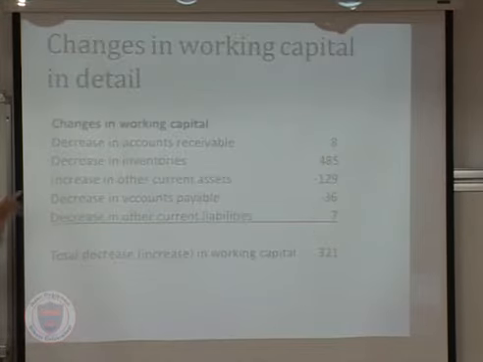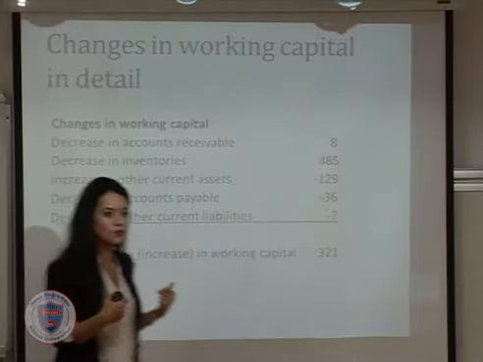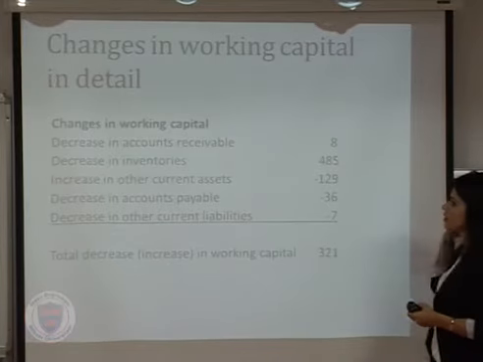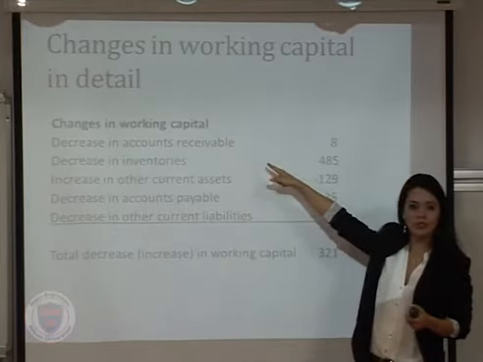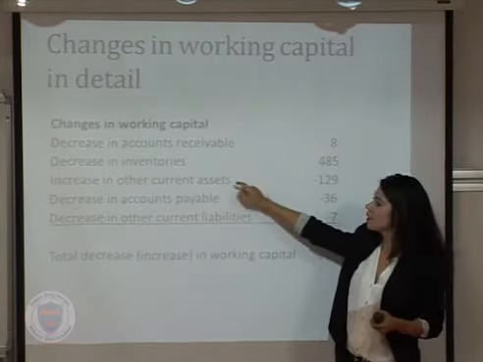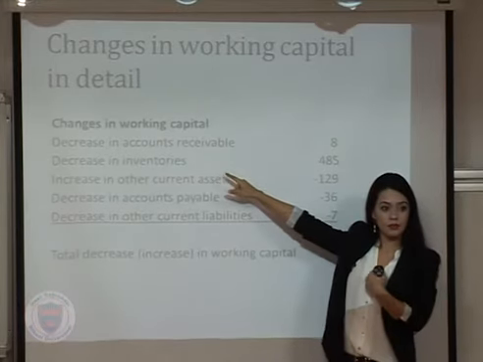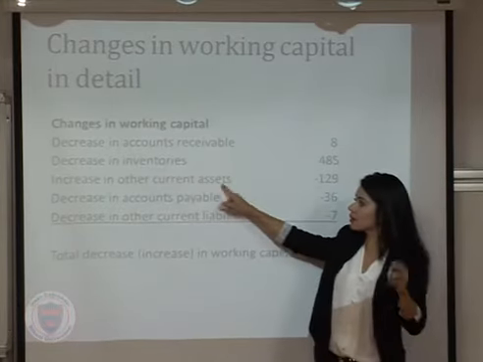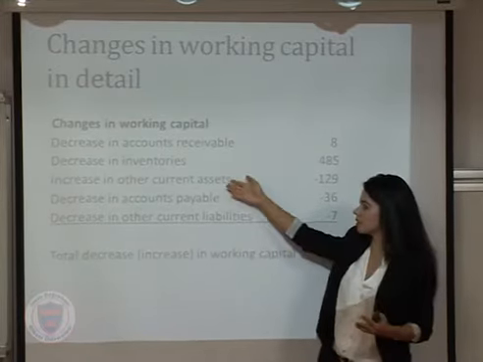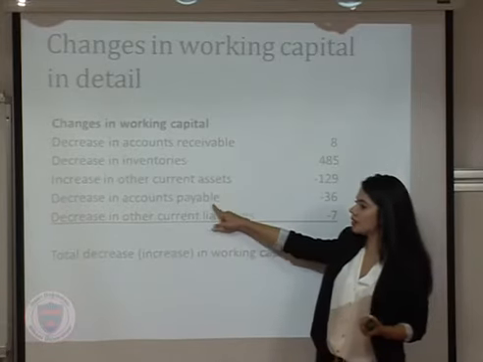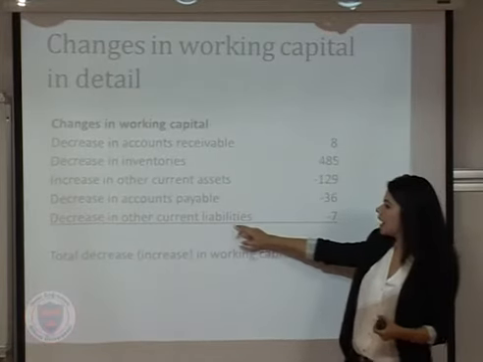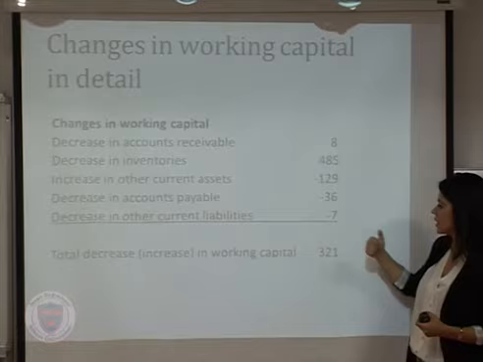Now let's look at this change in working capital. This example is from your book. So basically what you had was this. Your accounts receivable decreased. If your accounts receivable decreases, it has a positive effect on cash. Your inventories decreased. Positive effect. Your other current assets increased, which had a negative effect. There's a negative relationship with assets. Your accounts payable decreased. You paid cash. It's a negative effect. And your other current liabilities decreased, which is a negative effect.